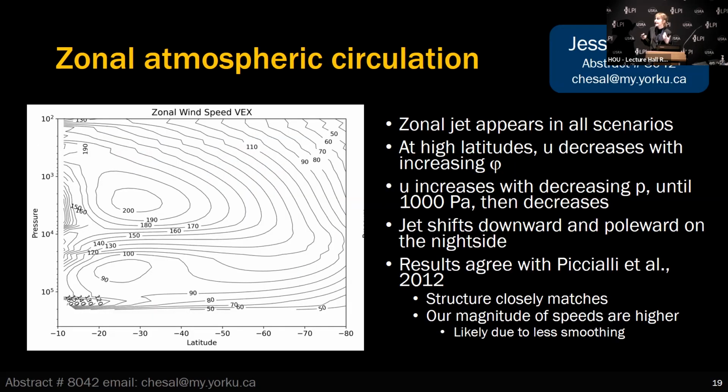So we have determined that the zonal jet that is at the cloud top at mid latitudes appears in all scenarios: on the day side, the night side, in both data sets. At high latitude, the wind speed decreases with increasing latitude. And the wind speed increases with decreasing pressure until about 1,000 pascals and then decreases. And the zonal jet shifts downwards and polewards on the night side. And these results agree with Piccialli 2012 because the structure closely matches, even though our magnitude of wind speeds is higher, likely due to the different methods of smoothing.